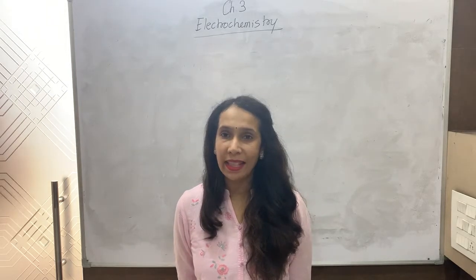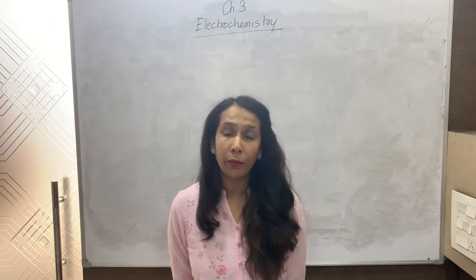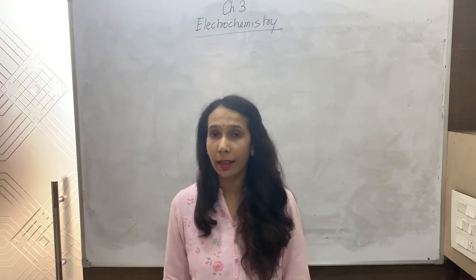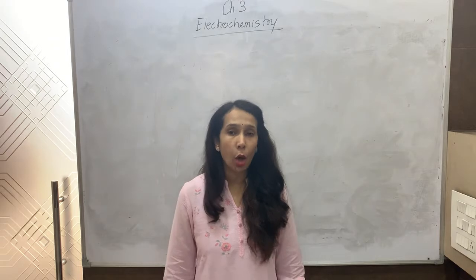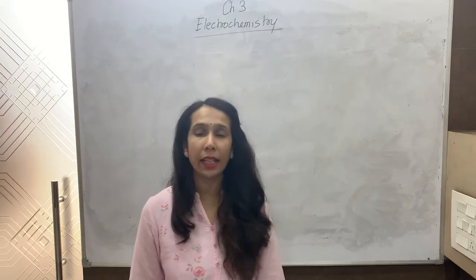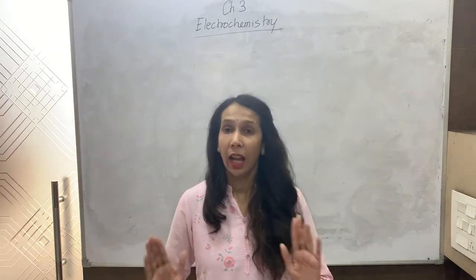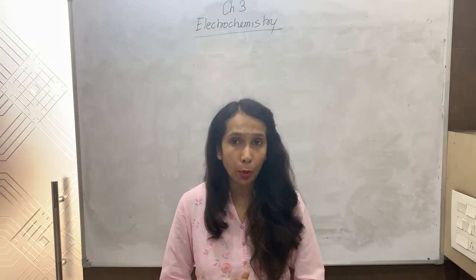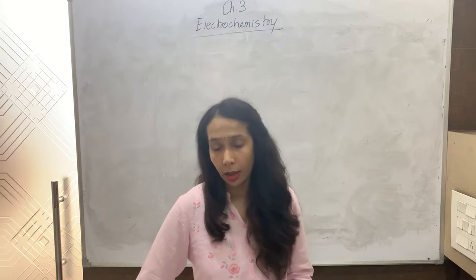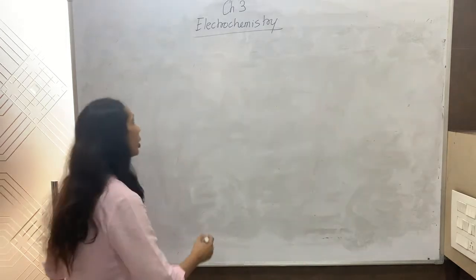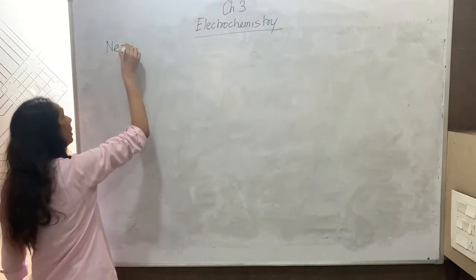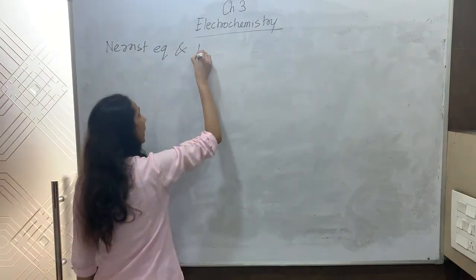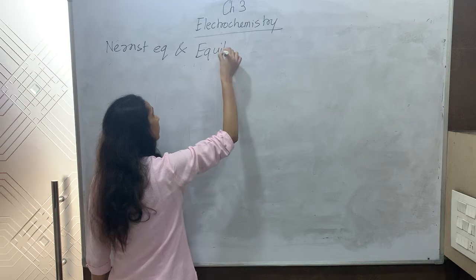Good morning, students. In this session, we will be doing Electrochemistry Chapter 3 of Class 12, and we will be taking the topic Nernst equation and equilibrium constant. Last session, we have done the Nernst equation for the electrode potential and for the cell potential. In this session, we will be doing Nernst equation and equilibrium constant.